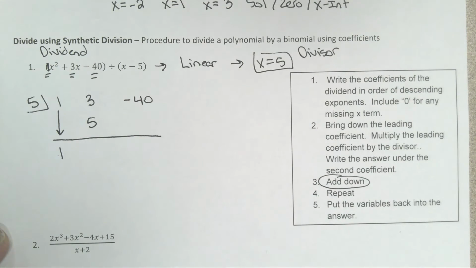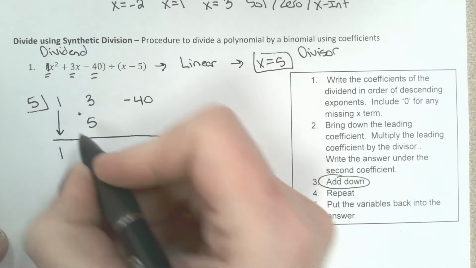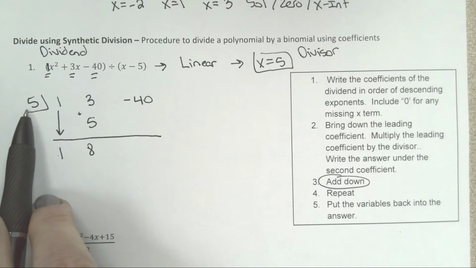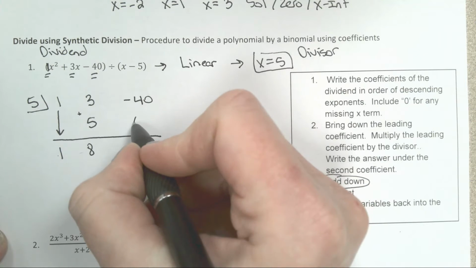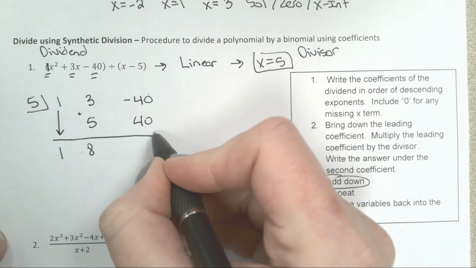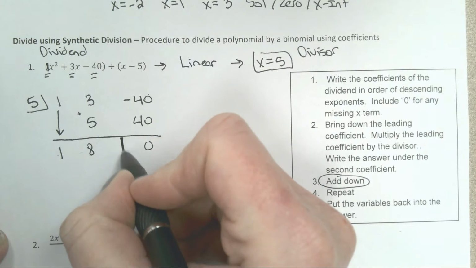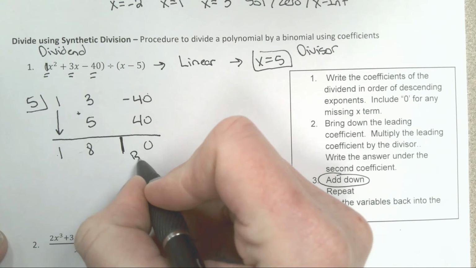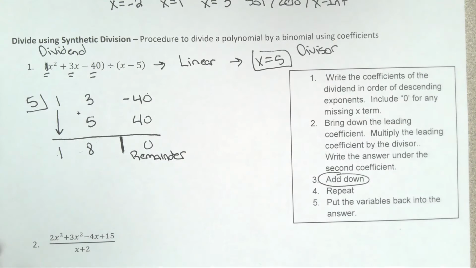Add down. It is always add down. 3 plus 5 equals 8. Repeat the process. 5 times 8 is 40. Add down. -40 plus 40 equals 0. Oh yeah, you're supposed to put this line here, and whatever number is right here is what is called the remainder.